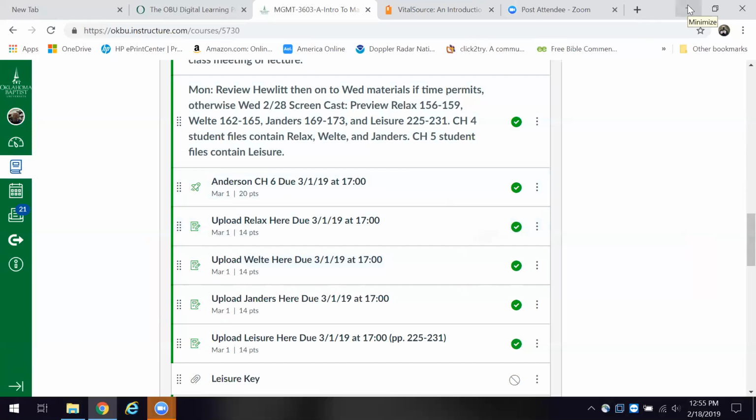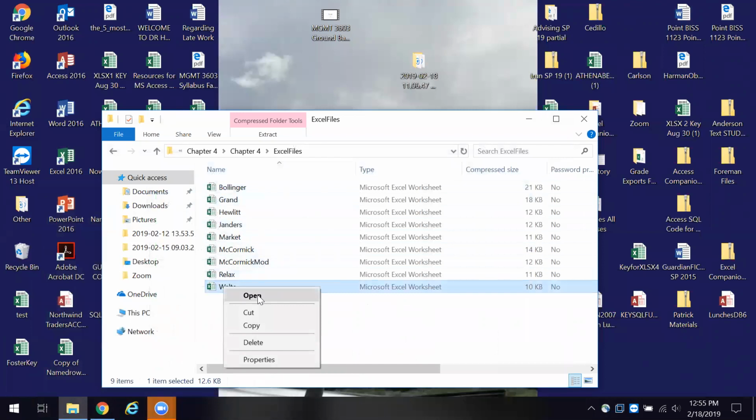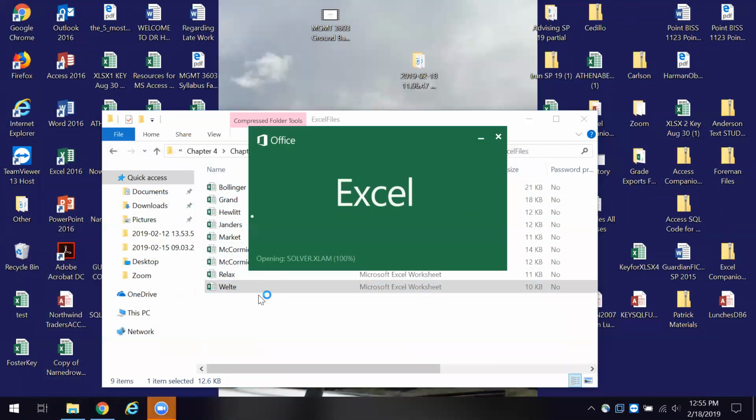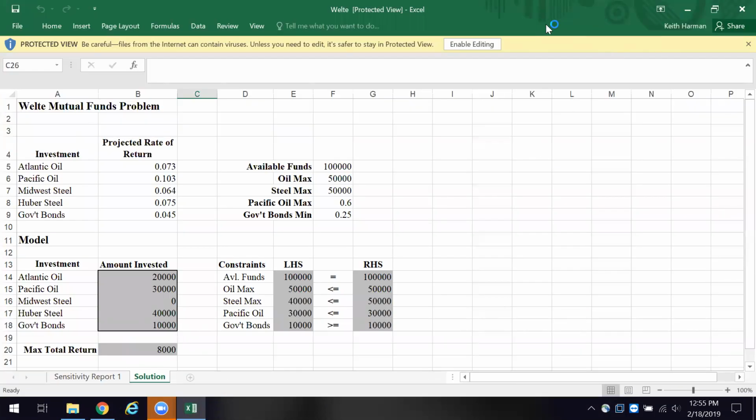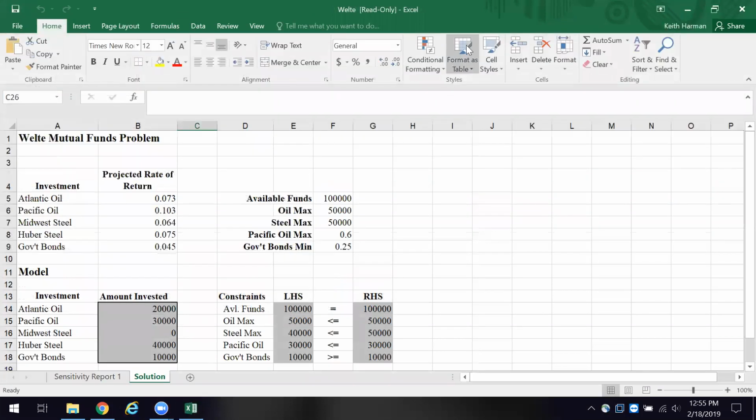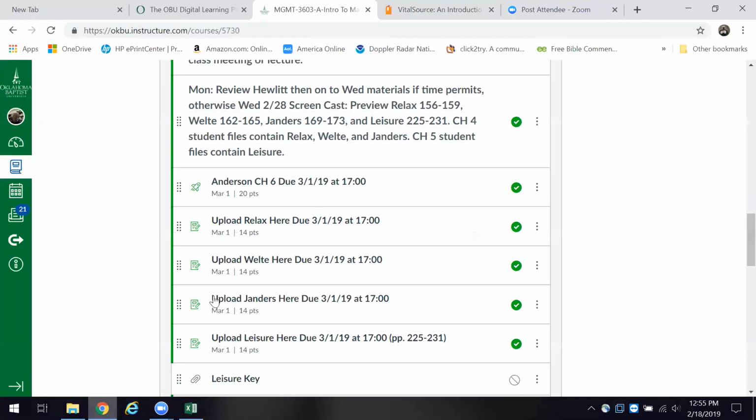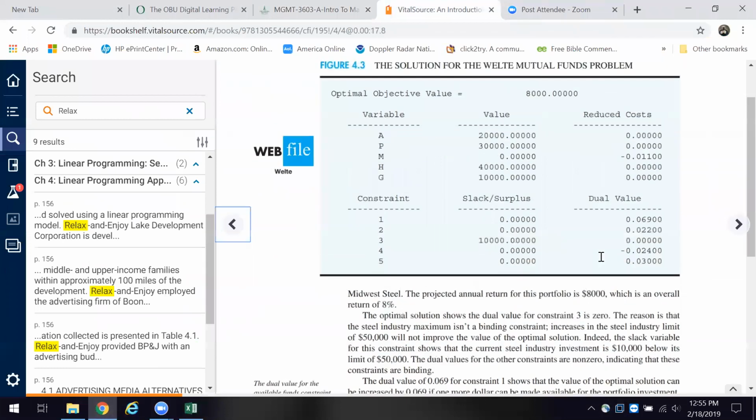We talked about Relax's media buy. And so now we're over here at Welty. Now again, the authors do a fairly good job over in chapter 4, taking the case and providing us some really good narrative about the problem, especially in terms of the dual value, the slack surplus. And they start with variable 3 and talk about it.